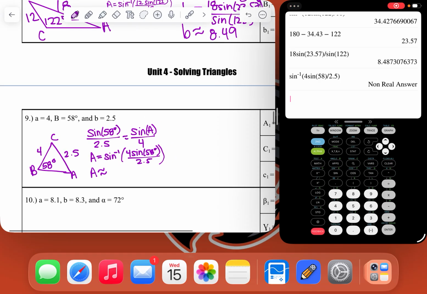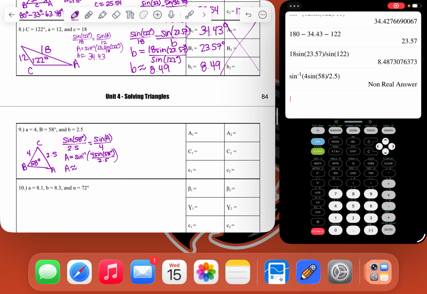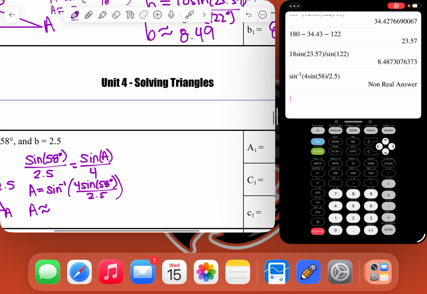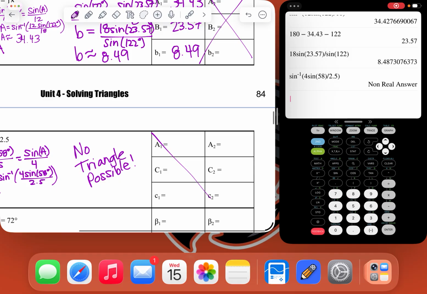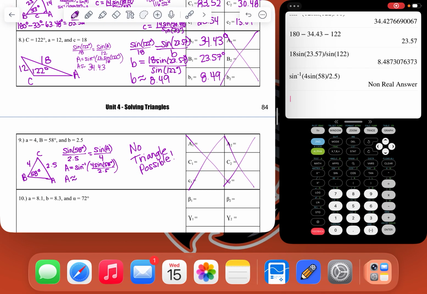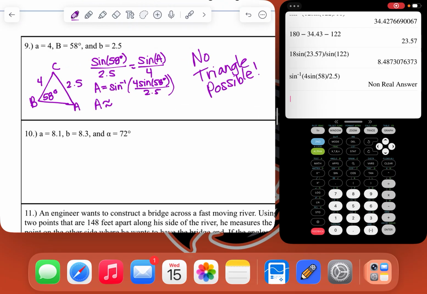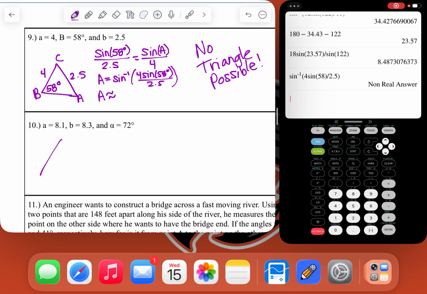Non-real answer, or your calculator might say error. Well, this tells us there's actually no triangle possible with this information. So that can happen too, remember. Maybe it's not even one triangle that's possible. So no triangle possible there. Okay, so let's try our next one.